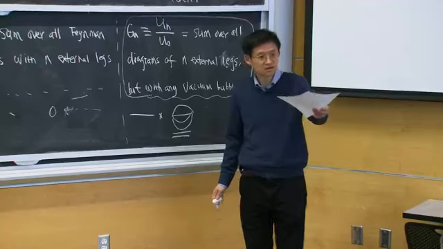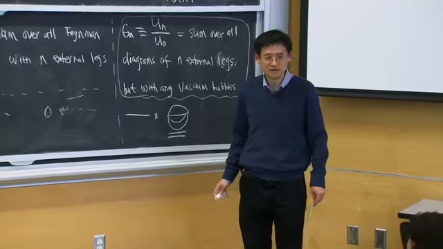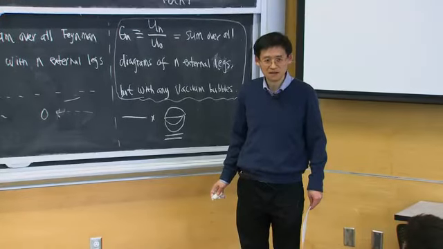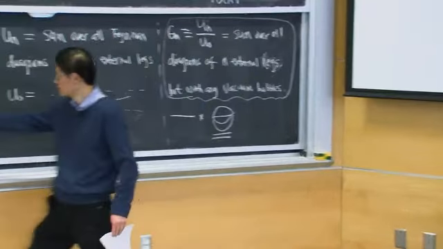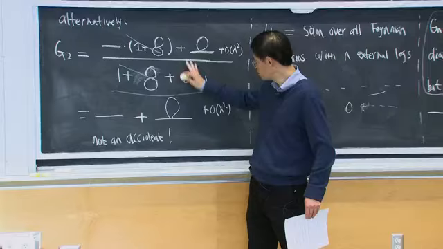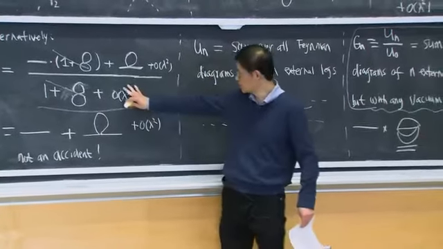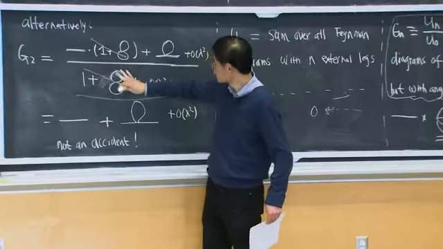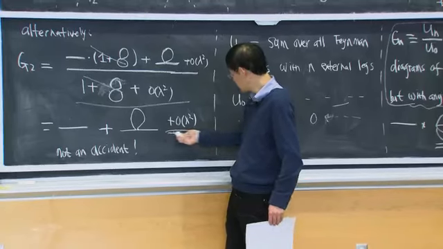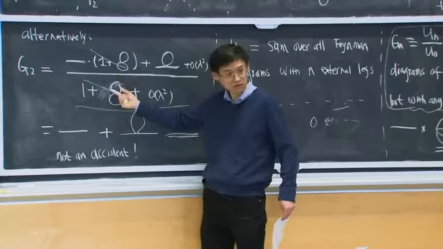Yes, I'm a bit confused on this cancellation, because if you're pulling out an order lambda term, wouldn't your order lambda squared now be order lambda? No, you pull the whole thing together. Those terms don't matter at this order. When you cancel them, you cancel the whole thing. If you care only about the lambda squared terms, then you can just directly cancel these two.